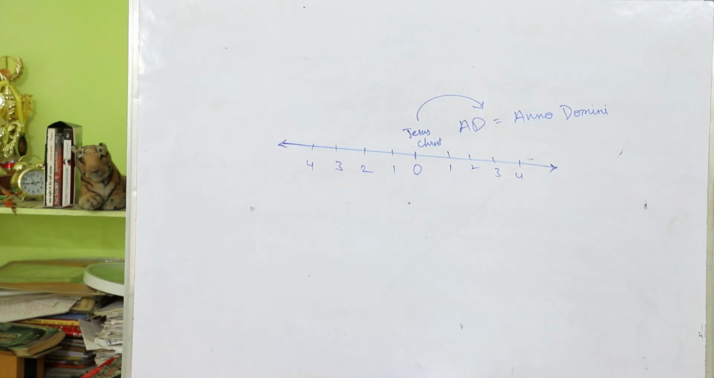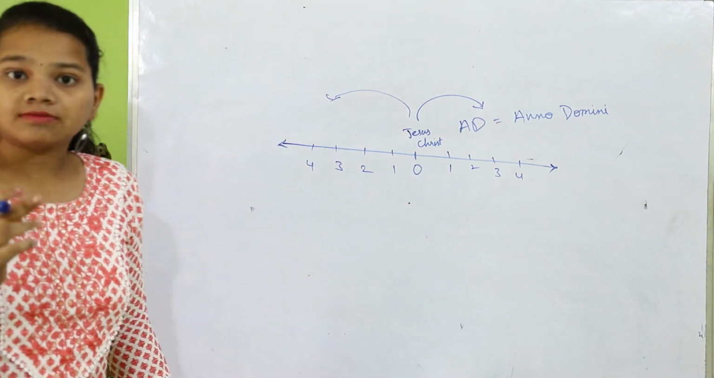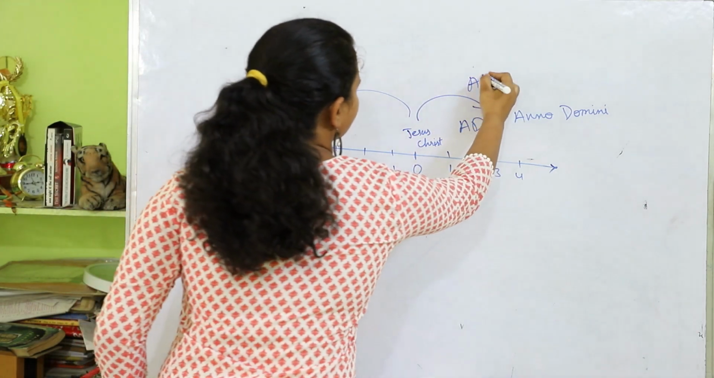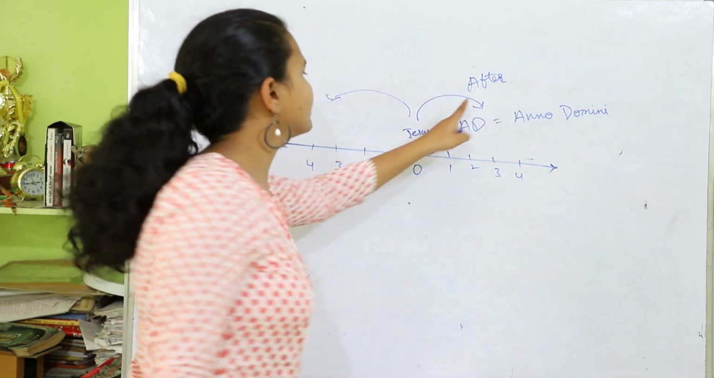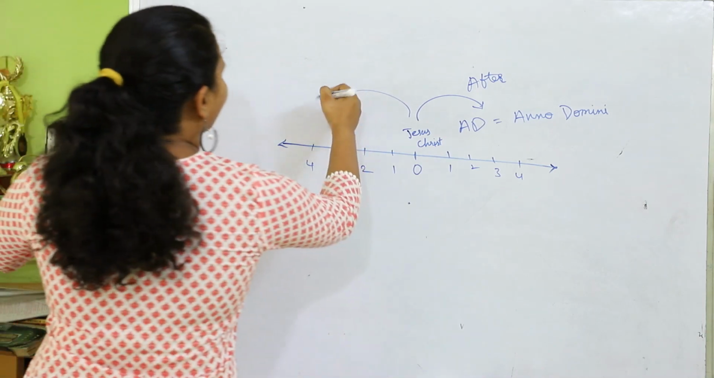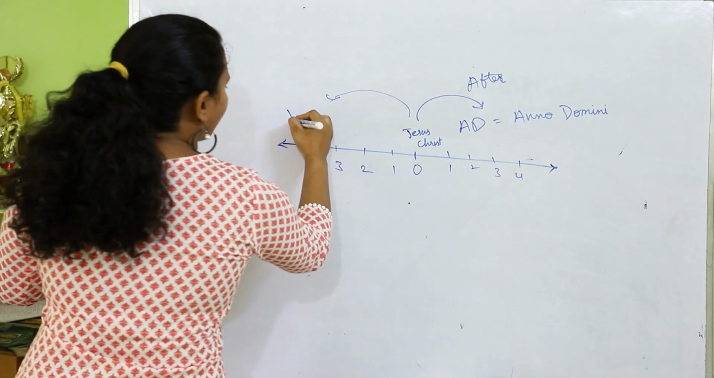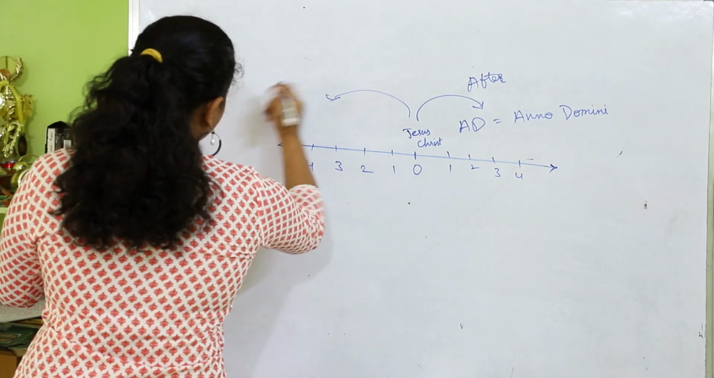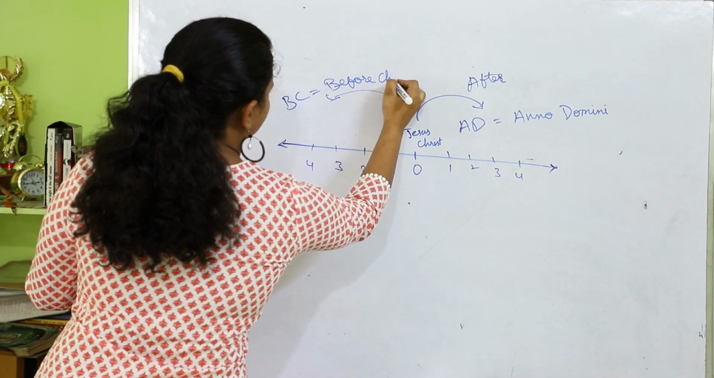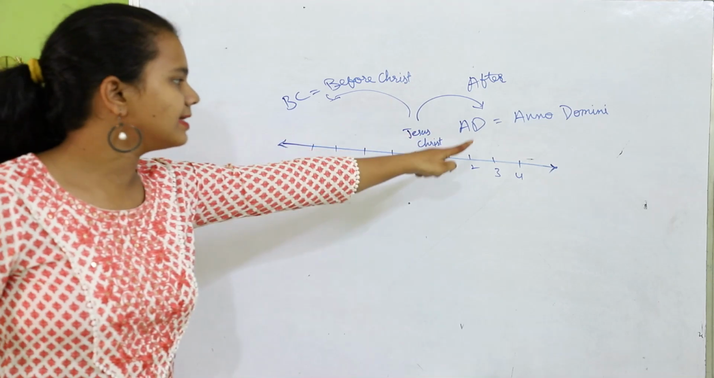The events that took place after the birth of our Jesus Christ come under AD, Anno Domini. And the events that took place before the birth of our Jesus Christ fall under BC, where BC means before Christ. So BC means before Christ, AD means Anno Domini.